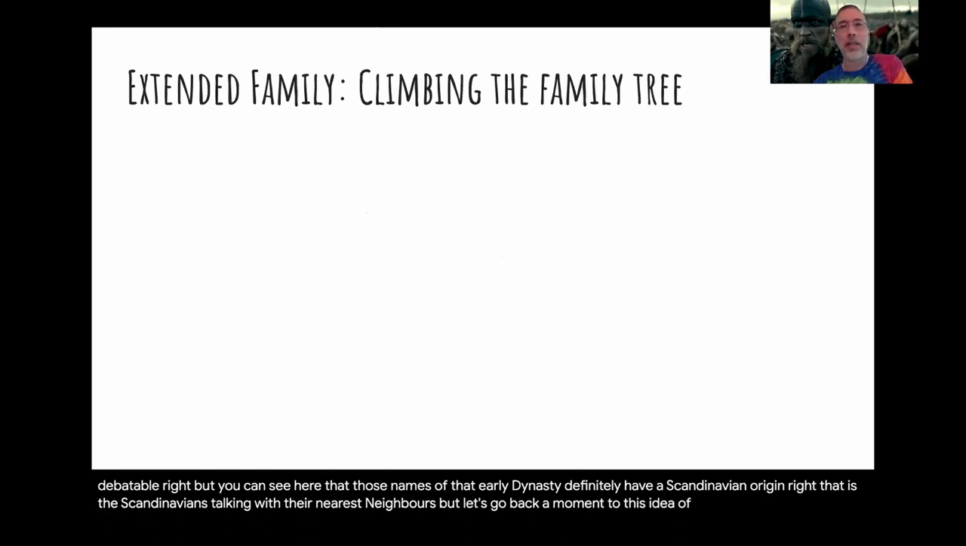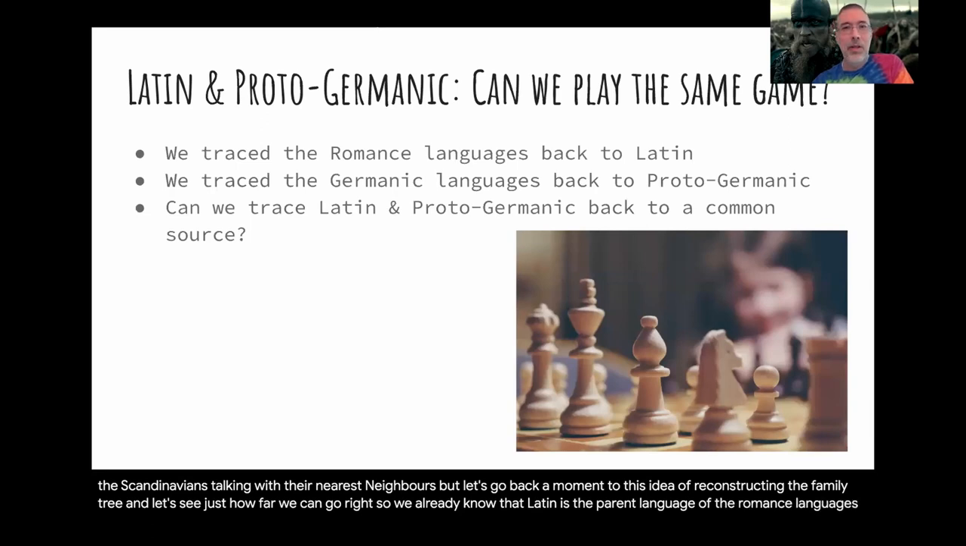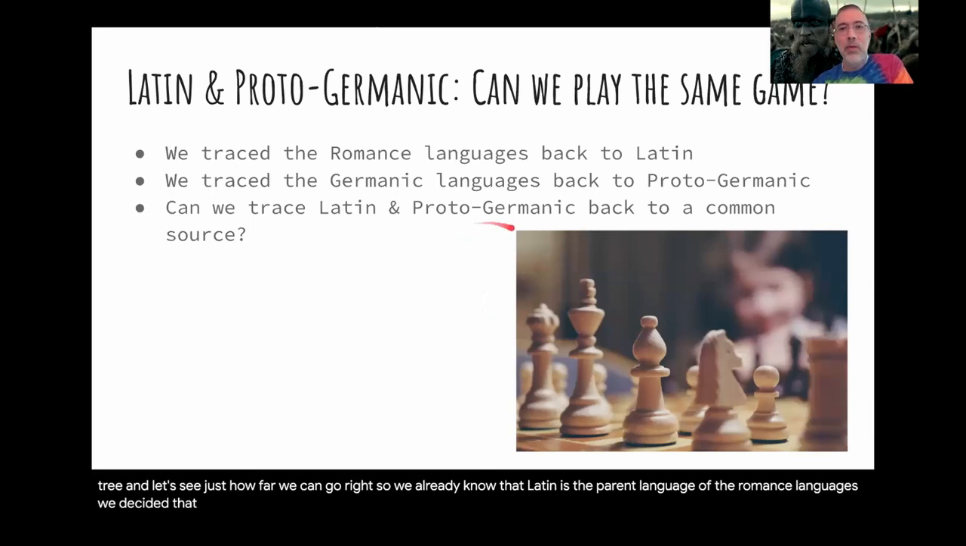of reconstructing the family tree. And let's see just how far we can go, right? So we already know that Latin is the parent language of the Romance languages. We decided that Proto-Germanic is the parent language of the Germanic languages. Well, those are two languages. They seem both to have existed. This one even has some attestation in the historical record.